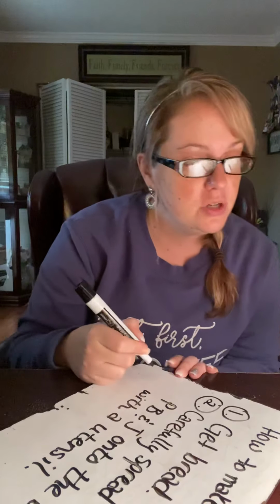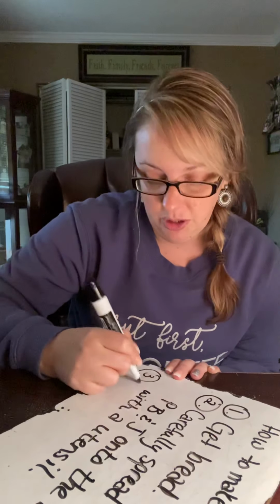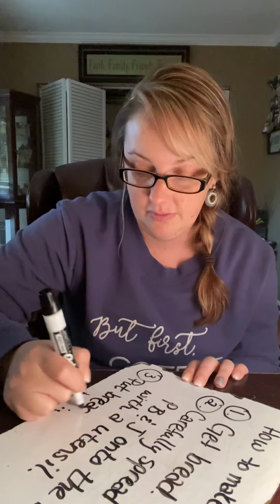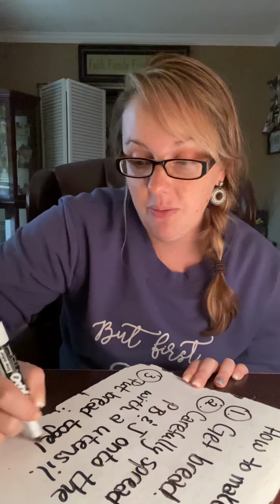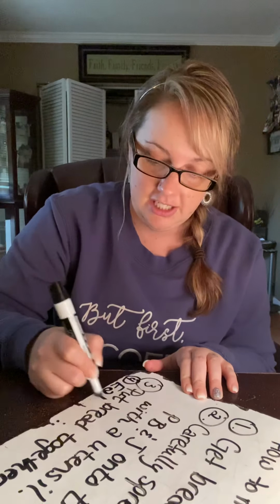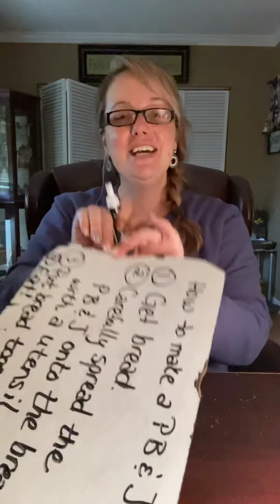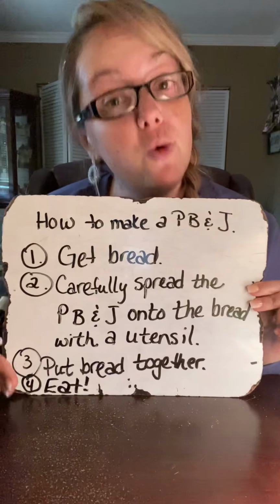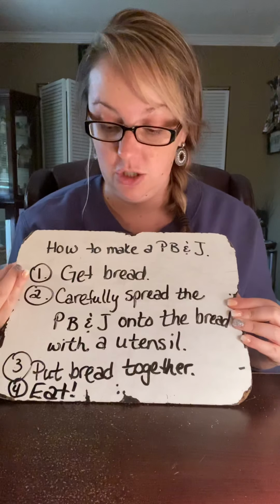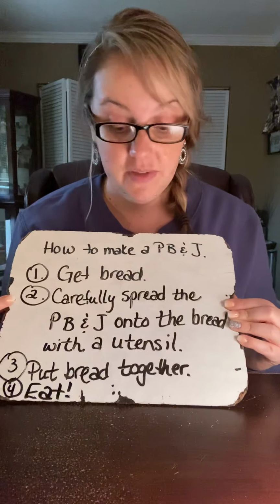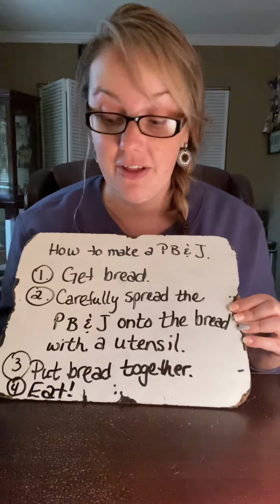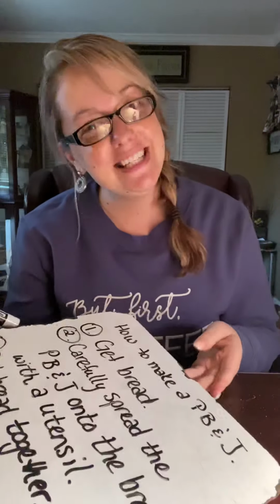Okay? And then number 3, put bread together, because you have to squish it back together. And then I put a number 4, which I don't know if I can put it down here or not. I'm going to sneak it in there. Eat. So that was my steps, okay? You might have more steps than me. You don't just have to have 4 steps. So mine was how to make a peanut butter and jelly sandwich. 1, get bread. 2, carefully spread the peanut butter and jelly onto the bread with a utensil. Number 3, put bread together. Number 4, eat.